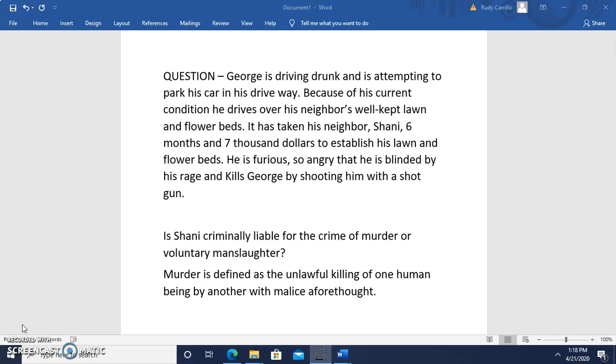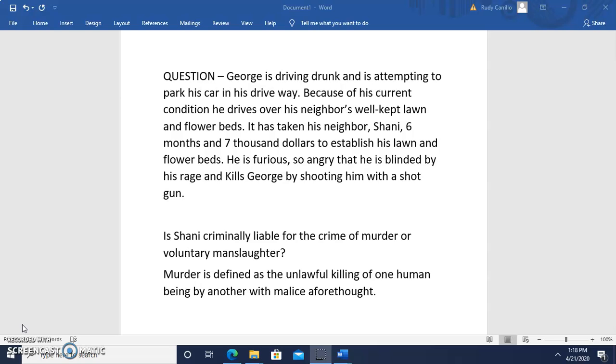So let's start with the question. Our question starts with George is driving drunk and is attempting to park his car in his driveway. Because of his current condition, he drives over his neighbor's well-kept lawn and flower beds. It has taken his neighbor, Shane, 6 months and $7,000 to establish his lawn and flower beds. He's furious, so angry that he is blinded by his rage and kills George by shooting him with a shotgun. Not a good day for either man.